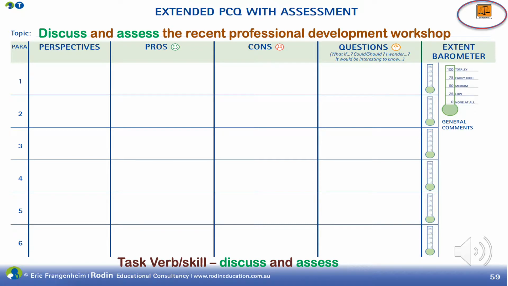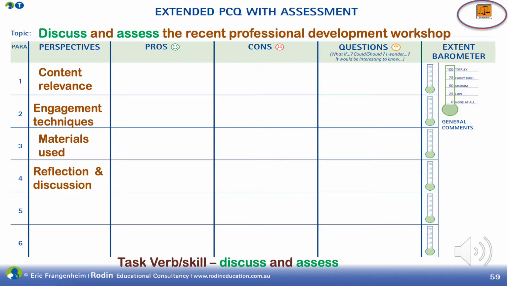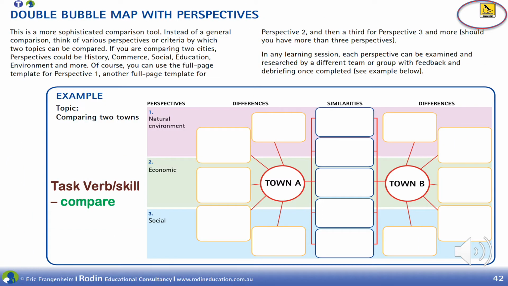And if I wanted this as the assessment piece, discuss and assess the recent professional development workshop, well, perspectives could be that and that and that and so on and more. And once the pros, cons, and questions have been completed, we're able then to assess it by using the extent barometer. And you do that for each of these 4 or more perspectives, each one, of course, being a paragraph. And once you've done all of those extent barometers, you're then in a very good position to make a final conclusion. And in conclusion, it could be said that either it was a wonderful workshop or it wasn't, but you have all the proof to back it up.